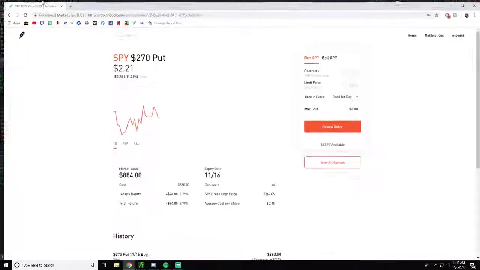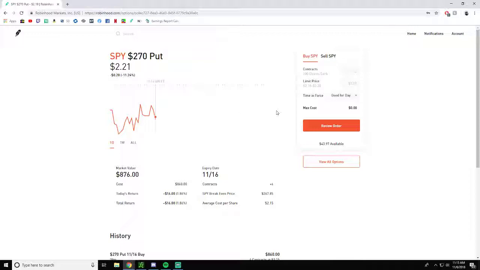I'm going to pull that up right now for you guys. So this is what I got in at. I put in about $860 for this. And sorry, I was checking on my puppy, making sure he's not biting any wires. But this is the contract I got into. As you can see, I'm up about 2% right now.